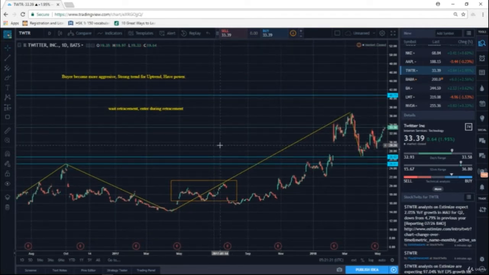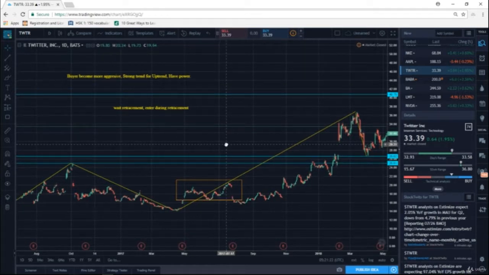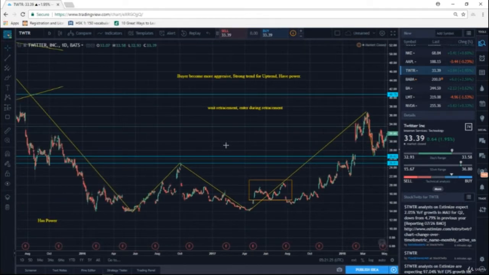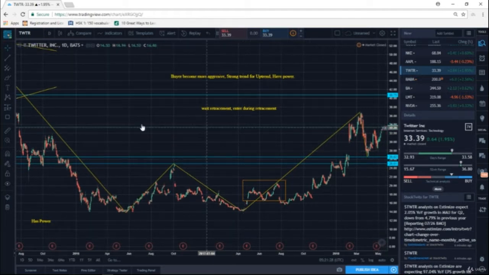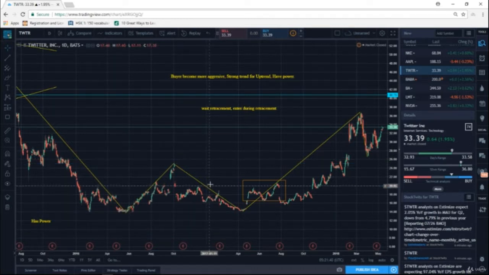For our trading journal template, for example, we did our weekly analysis on this Twitter and we are interested in getting into this trade. Remember, when we are interested in getting into a trade, the next question is at what price we are supposed to buy. Of course, we want to buy at the lowest price possible.